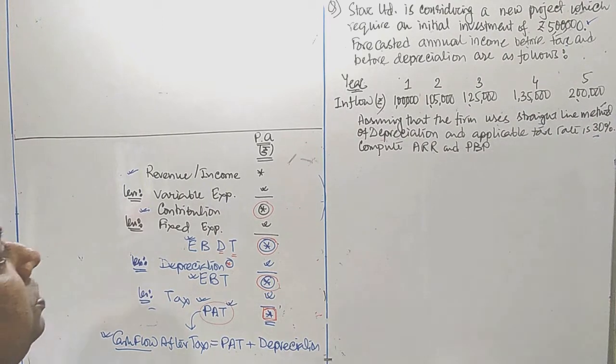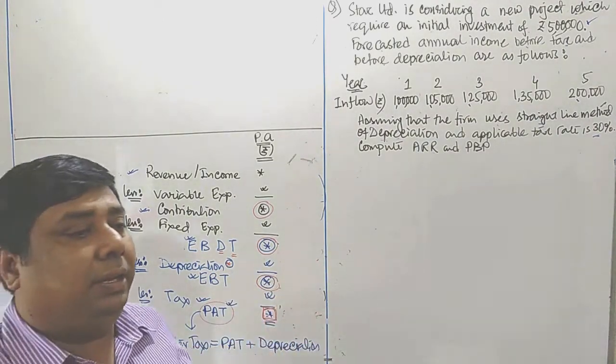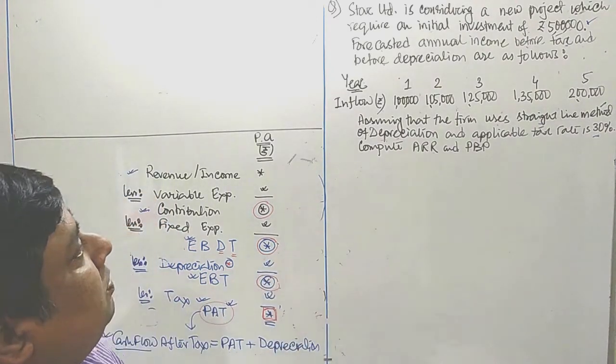Now we are going to solve this question of capital budgeting. Here we are going to solve ARR initially, after that I will solve PBP also. Look at the question at first.